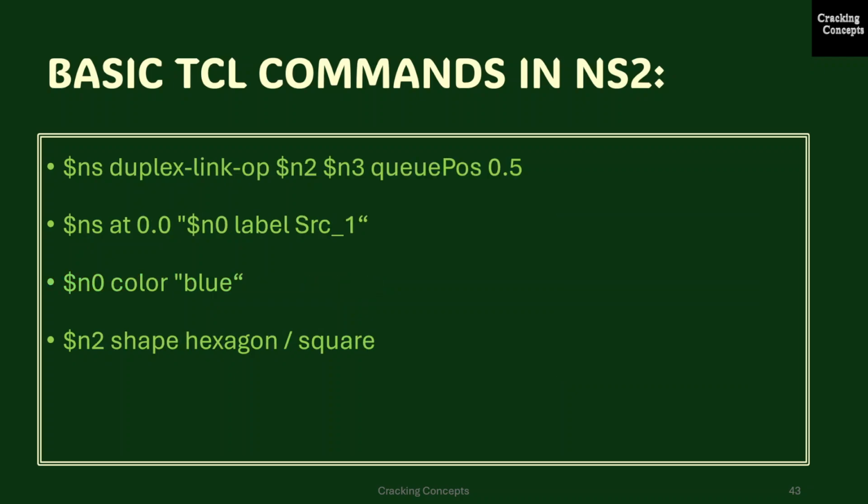The command $NS duplex-link-op $N2 $N3 queuePos 0.5. Here the queue position is defined as the angle of the queue line with the horizontal. This command here $NS at 0.0 "$N0 label src1" will assign the label src1 to node 0. The command $N0 color blue will set the color of the node N0 as blue. The command $N2 shape hexagon or square will set the shape of the node N2 as hexagon or square.